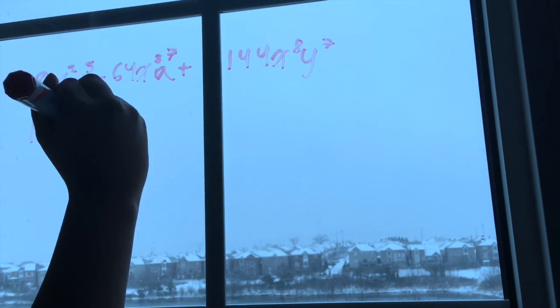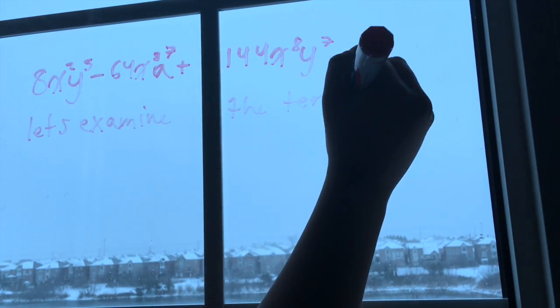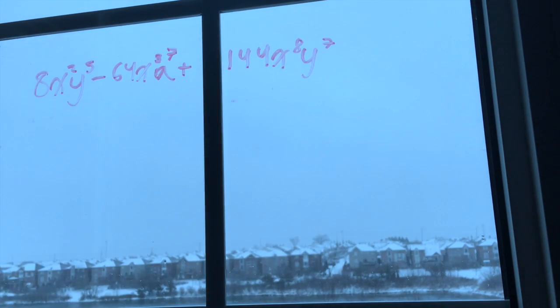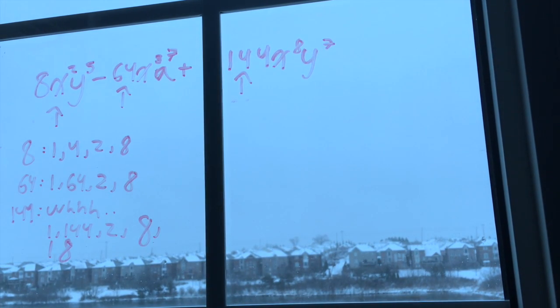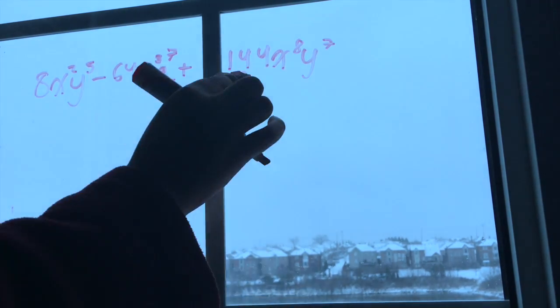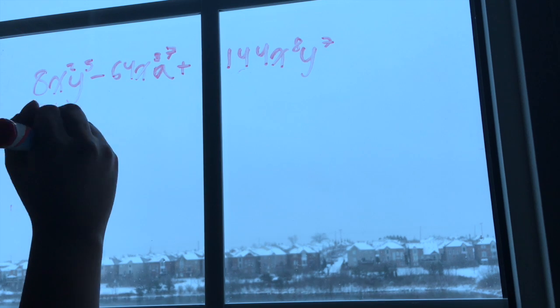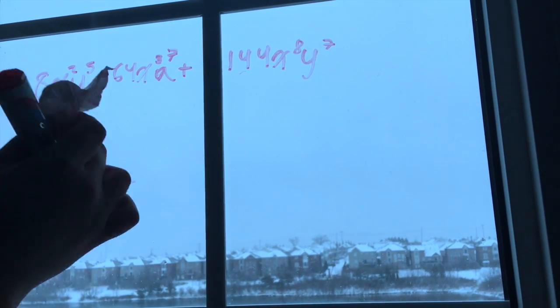So let's do something a little more complicated. Well, let's look at each of the terms and find the GCFs. Is there a GCF in the coefficients? So we listed all of the factors and found that the GCF is 8. So that's going to go outside of the bracket.